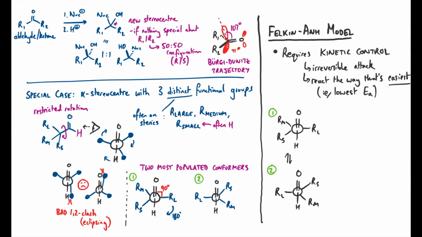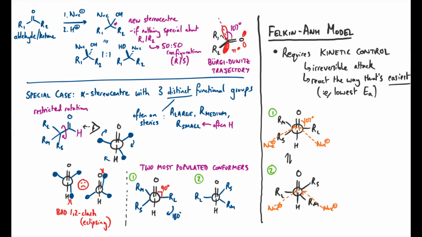So just attacking conformer 1. This one could attack on the left-hand side like this orange line, or on the right-hand side like this one. This is attacking at 107 degrees. That's the Burgi-Dunitz trajectory. And we can have a look at conformer 2 as well and draw in the trajectories the same on the left and on the right.